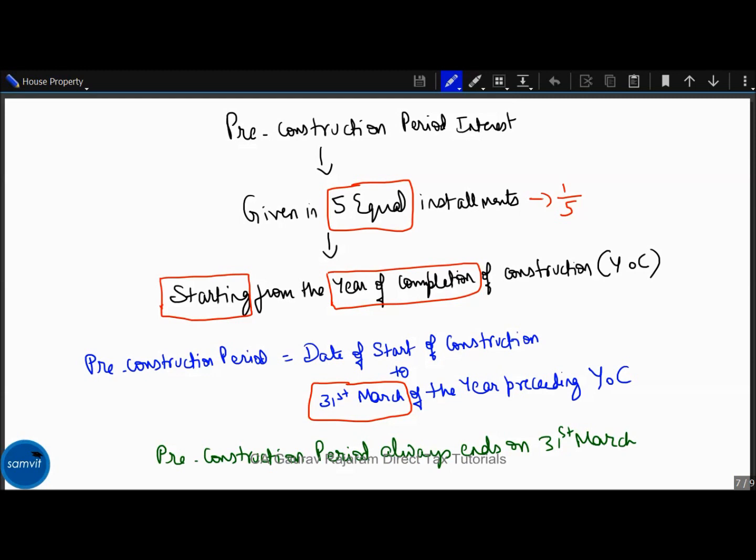There is a concept of pre-construction period interest, that is the interest for the period before which the house property was fully constructed. This is given in 5 equal installments starting from the year of completion of construction. The pre-construction period starts on the date of the start of the construction and ends on the 31st March of the year preceding the year of construction. Remember one important tip, the pre-construction period always ends on 31st March, but the start date could be any date.